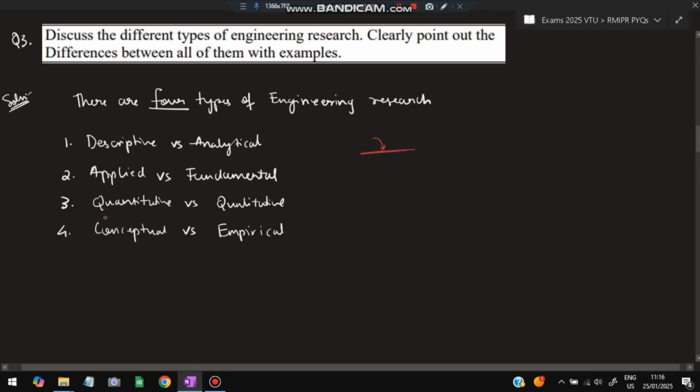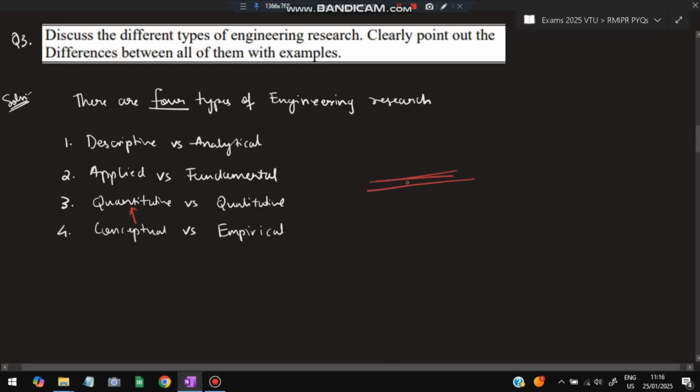Next is quantitative versus qualitative. Quantitative means we are using numbers. Numbers means we are collecting measurable, numerical data and analyzing it statistically to derive some solution. An example which can be taken for this is testing the load bearing capacity of a bridge.